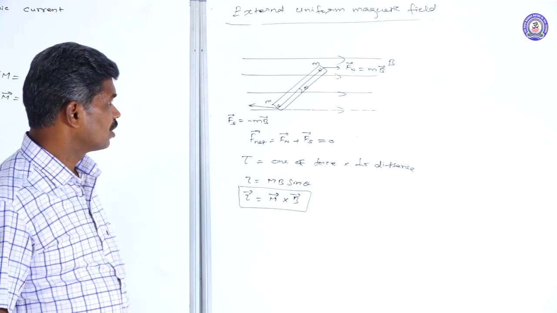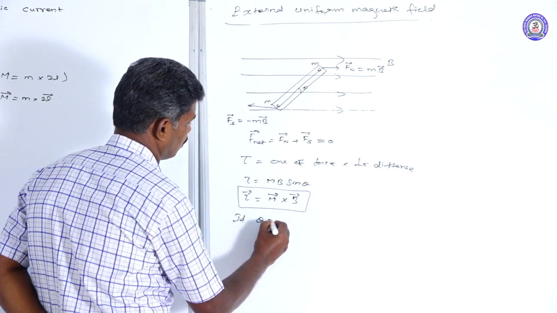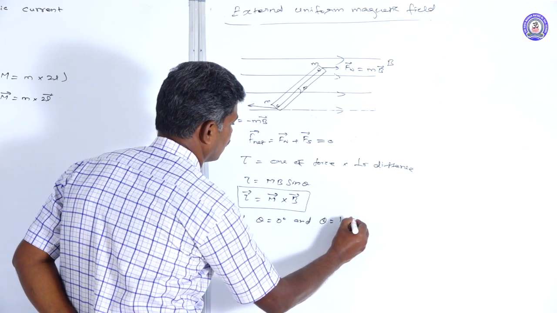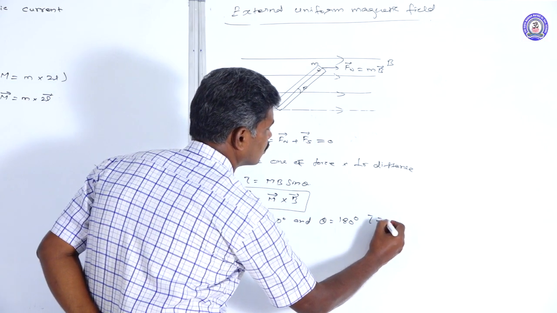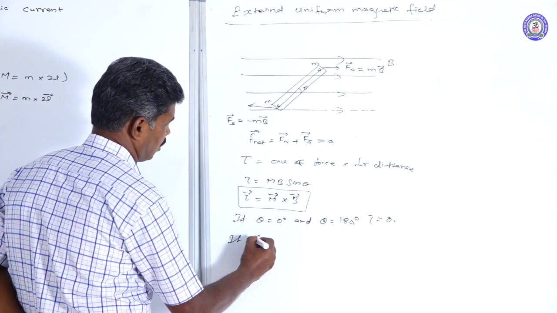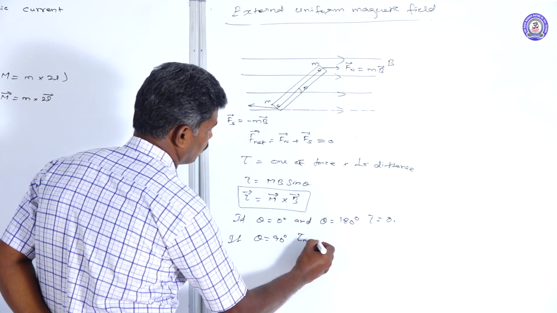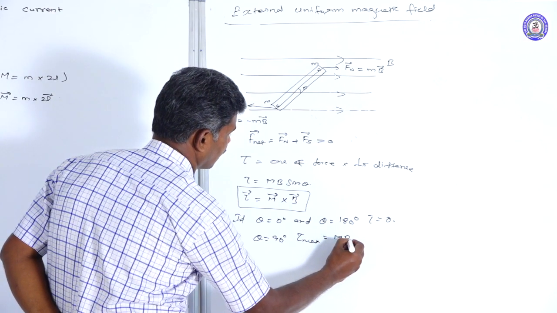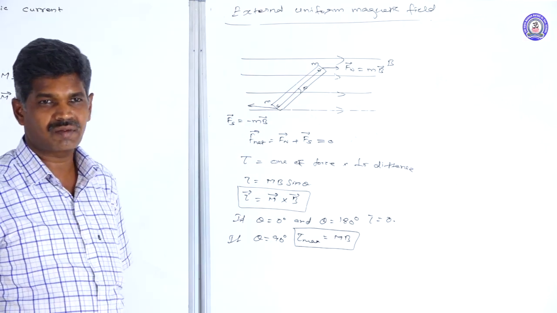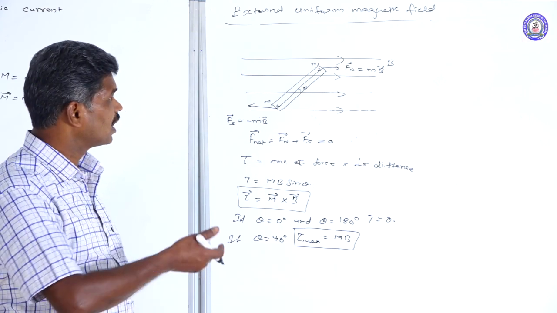The torque is 0 if theta is equal to 0 degrees and if theta is equal to 180 degrees. Torque is maximum if theta is equal to 90 degrees, then tau maximum is equal to mB, because sin 90 becomes 1. Maximum torque occurs when the bar magnet axis is perpendicular to the external magnetic field direction.